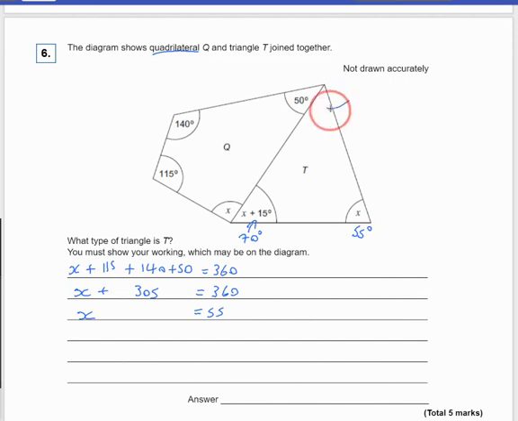And then we can work out that this angle, because angles in the triangle add up to 180 degrees, 70 plus 55 is 125, and 180 take away 125 is equal to 55 degrees. So this is 55 degrees. And now if we look at this triangle, we've got a 55 degrees, and a 70 degrees. So two angles are equal. They are 55 degrees. Therefore, T is isosceles. Let's spell this word correctly, guys.